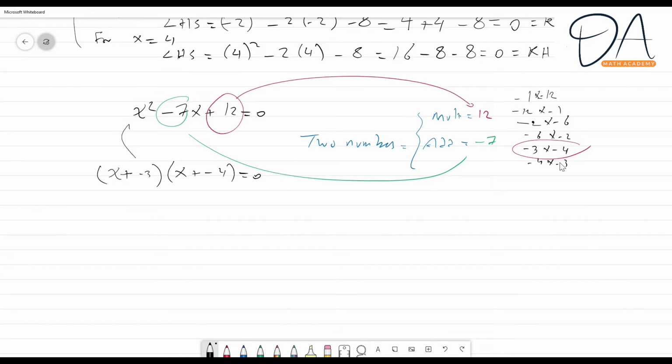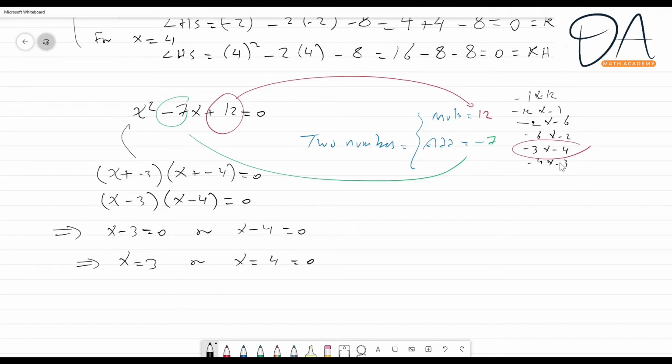I can simplify this by writing x minus 3 times x minus 4 equal to 0. So again, one of them has to be 0, so either x minus 3 equal to 0 or x minus 4 equal to 0. And again, I can add 3 to both sides, so this will give you x equal to 3 or x equal to 4. Again, you can verify, and we will not do that step here, but if you want to double check your solution, you can verify that.